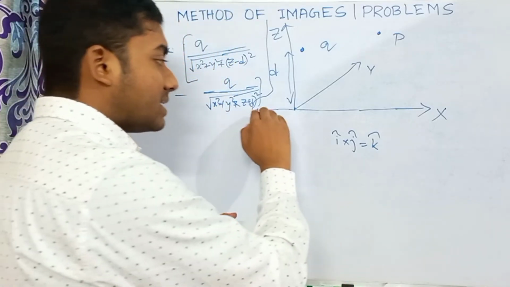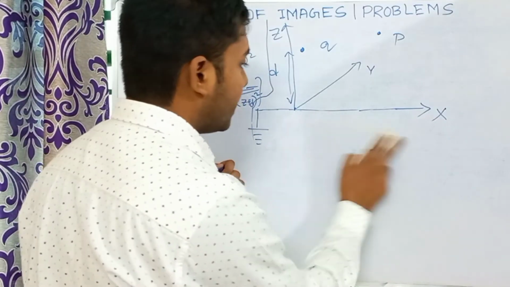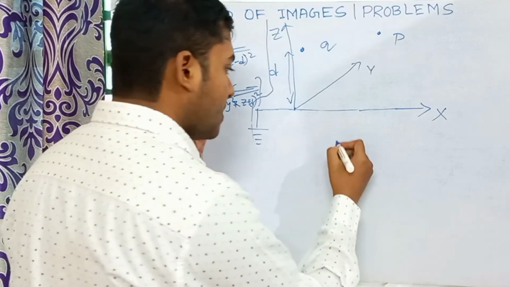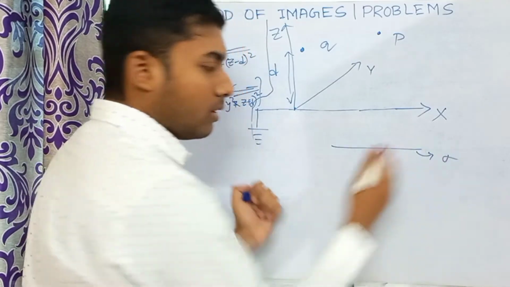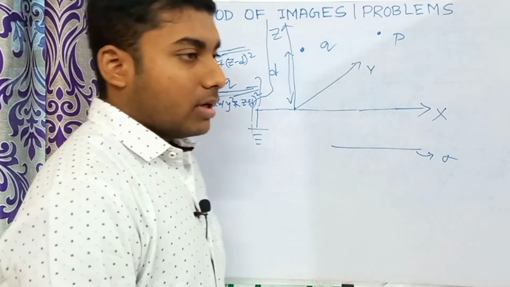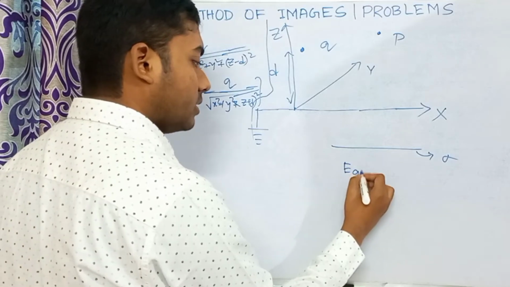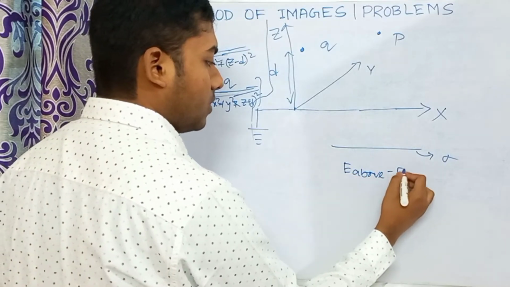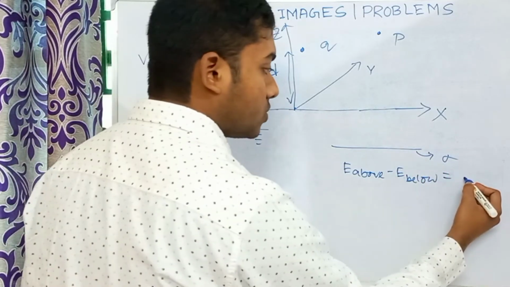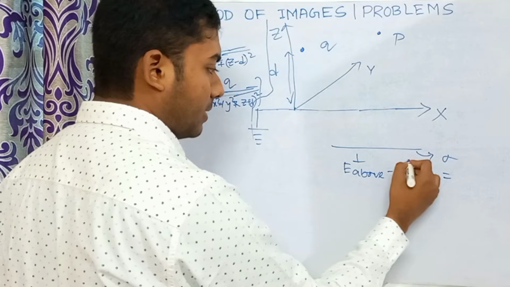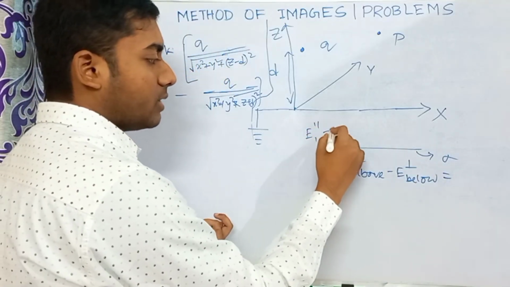We know that this is an infinite conducting plane. If we have a surface with surface charge density, suppose sigma, then the electrostatic boundary condition gives us that E above minus E below is equal to the perpendicular component, because the parallel components are equal: E1 parallel is equal to E2 parallel.